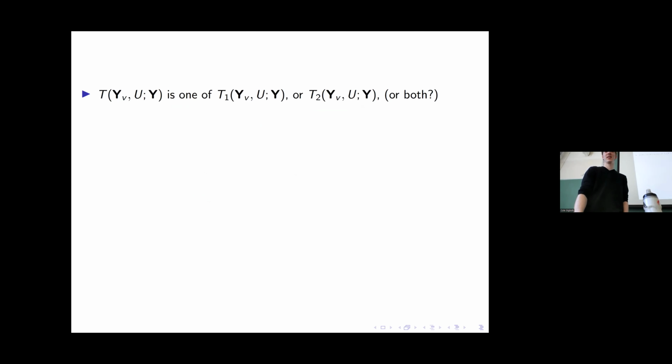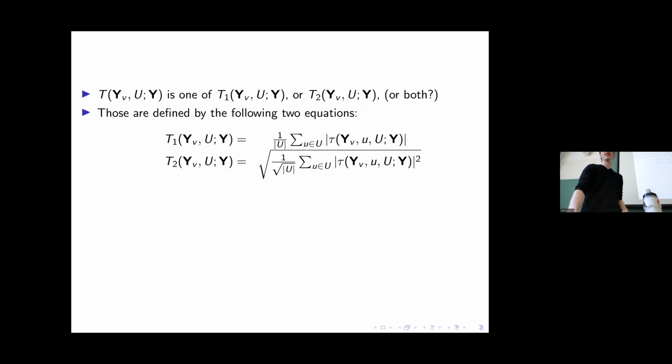So in the paper, this T is either this T1 or T2 or both, I think, sometimes they test both of them. And then T1 and T2 are defined like this. T1 is an L1 sum of the taus, and then T2 is an L2 sum of the taus. I don't know why there's a 1 over square root of u instead of just a 1 over u. That's a good question. It's coming up next.